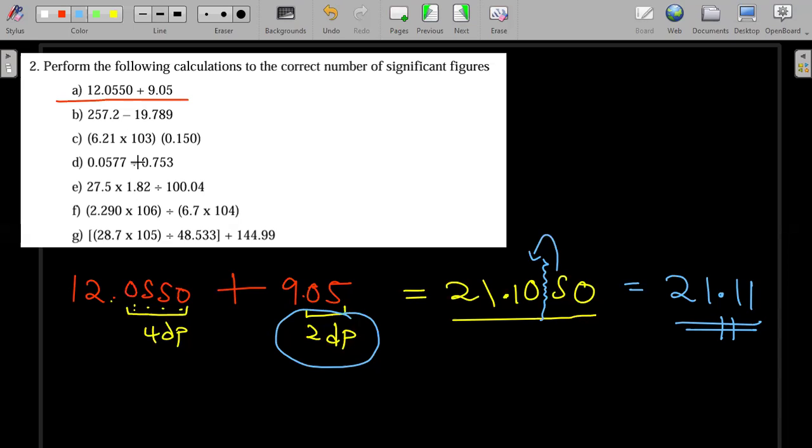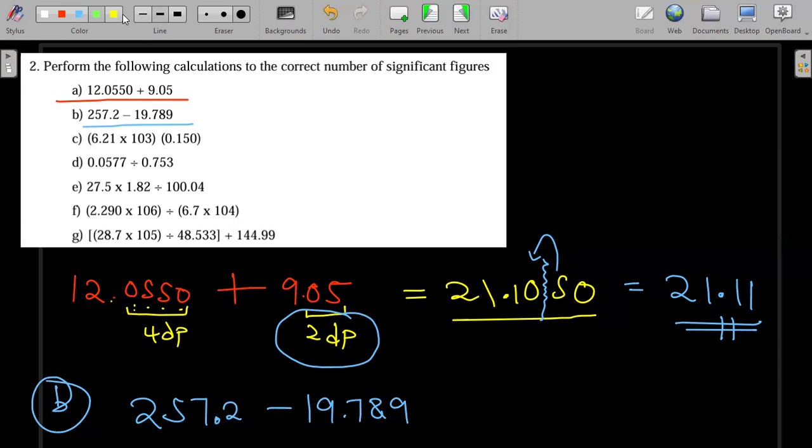Okay, so let's try the one for subtraction. So I'm here now on B. So B, I have 257.2 minus 19.789. So we can see here that this one has 3 decimal places. This one has 1 decimal place. So it means when I subtract this, my answer should only have 1 decimal place. Okay, so I can just easily punch this into my calculator.